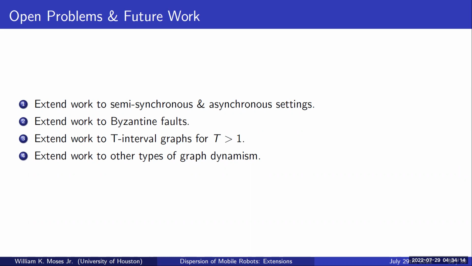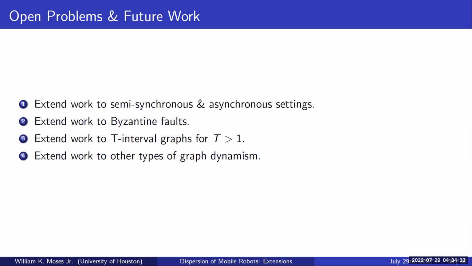Secondly, can you handle Byzantine faults? Because the previous paper would handle crash faults, but what about Byzantine faults? Thirdly, can you handle some different type of dynamism in the graphs? For example, T-interval dynamism. And can you have other types of dynamism as well?